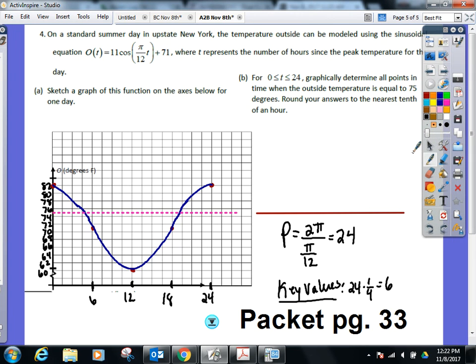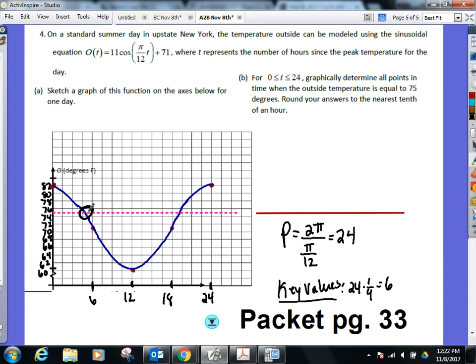I want to know how many times does it hit 75 degrees? Twice. Everyone agrees? It hits twice. I want to know what's the hour there and what's the hour there to the nearest tenth. You could probably look at it and go, little less than 6, little over 18, all right? But I need nearest tenth. And that's what your calculator is going to help you do now.